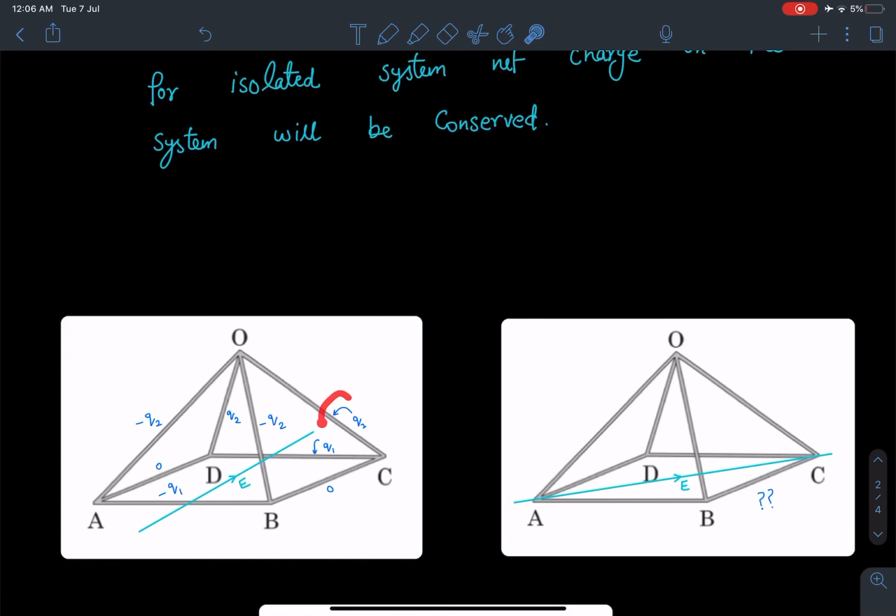So if charge on this rod is Q2, by symmetry we can say charge on rod OB is going to be minus Q2. Similarly, on OA rod, this is going to be minus Q2 as well. And it is just exactly opposite. So if here it is plus Q1, by symmetry we can say there must be minus Q1 charge on this. So this is my prediction about the charge present on this rod.